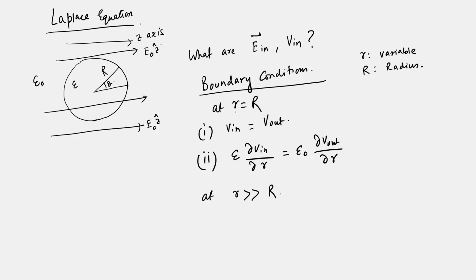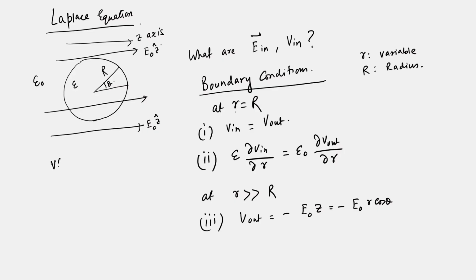Also, at large distances away from the sphere, the V out can be thought of as a third boundary condition. The V out is nothing but minus E0 z, where z is a variable, and we can express it as minus E0 r cos theta. That is the value of the potential far away from the sphere. The sphere will have no influence at very large distances, and it will simply be due to the external field that we have.